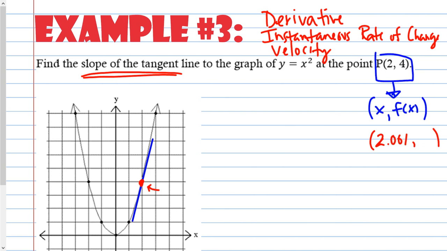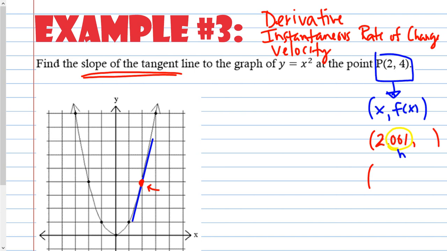But I don't really want to tie myself down to 0.001. So what I'm going to do is call this 0.001 h. Let's just use h. Why not? I hope no one has a problem with that. I feel like using h. So my new point, I'm going to call it 2 plus h.